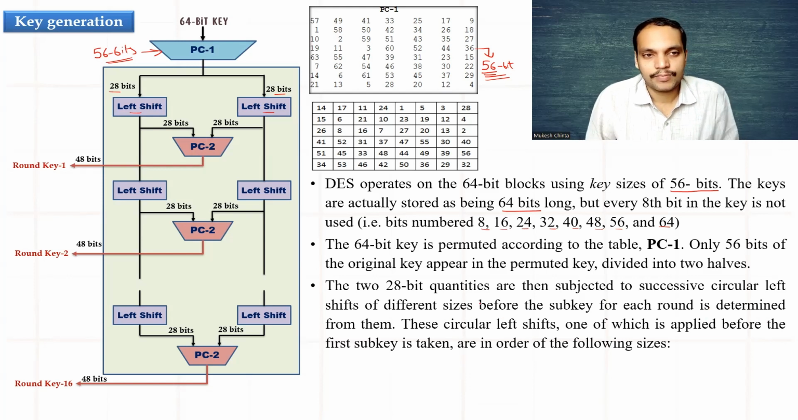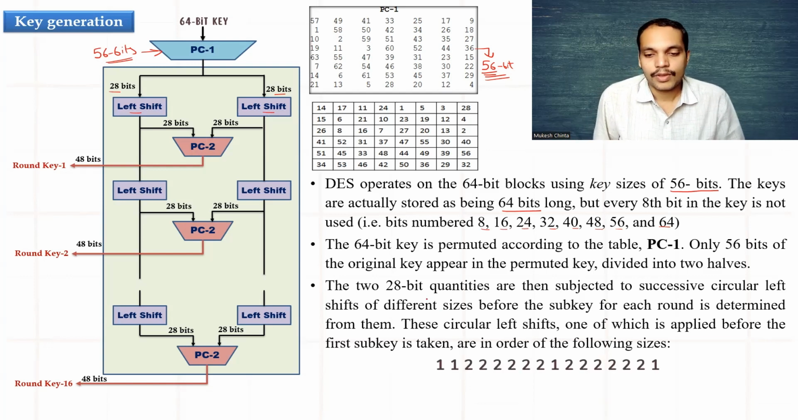What it means is there is another table, PC2, called permuted choice 2, which accepts an input of 56 bits, that is, the two 28-bit halves that you divided from the original key, and then it produces an output of 48 bits only. Okay. So how do you get the different 28 bits for each and every round? For that purpose, this left shift is not fixed.